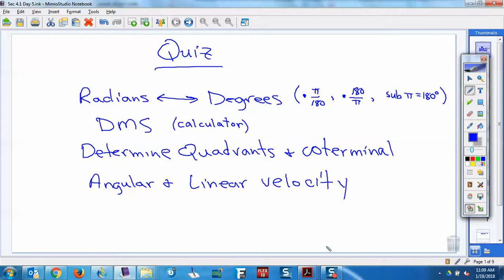Today we've got a couple of worksheets, and we'll work on one in class here, focusing on the angular and linear velocity stuff. That's kind of our focus, okay?